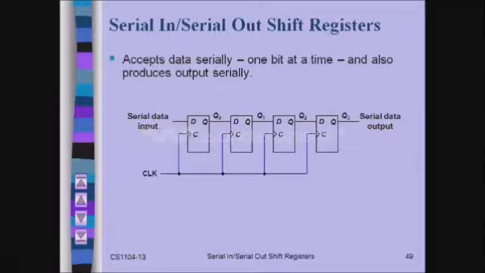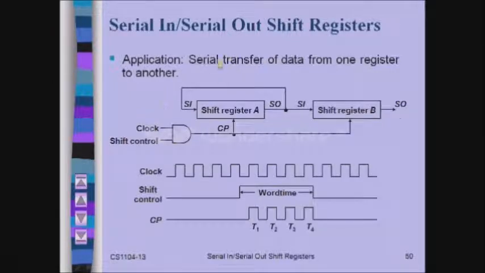Okay, now this is done, this is shifting towards the right. We can also implement the same shifting towards the left, that is giving the data serially from this side and then taking the data serially from the left side. Okay, now let us see one of the applications of this serial in, serial out register, that is serial transfer of data from one register to another register.